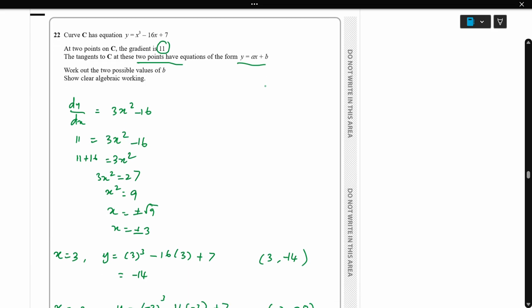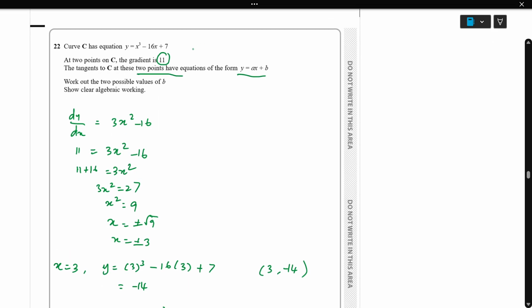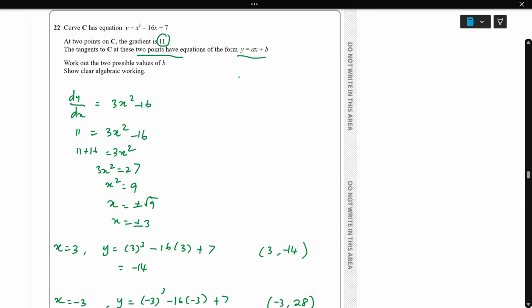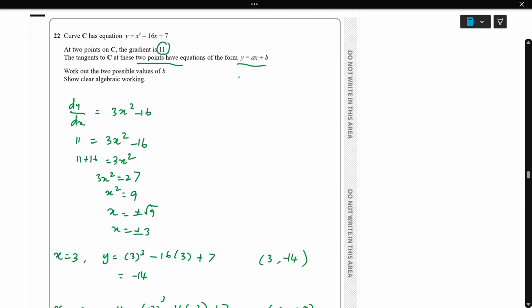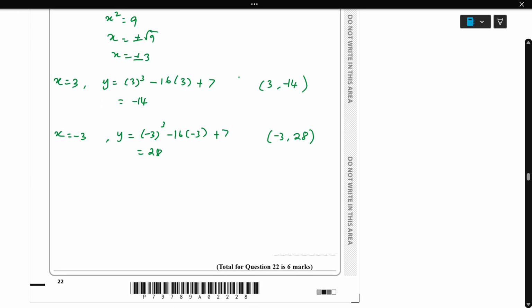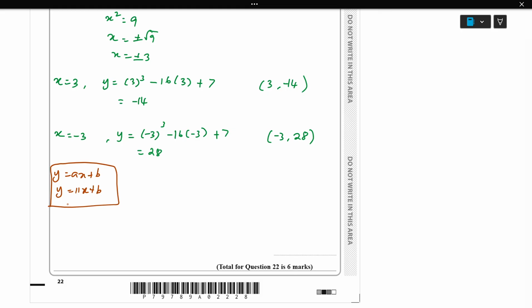Okay, so a equal to 11, here the gradient is going to be 11. So y equal to ax plus b. A is the gradient already given, so y equal to 11x plus b. Now we have two coordinates, we are going to substitute into this equation. So first is (3, -14).